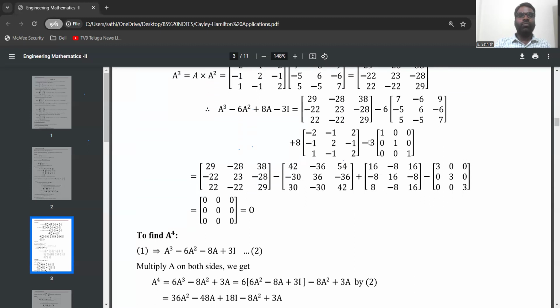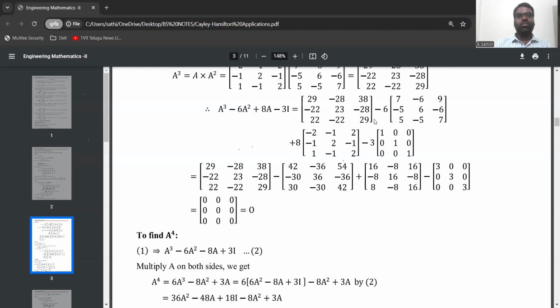So now we are verifying whether the LHS equals the RHS or not. In the above equation, we have A cubed minus 6A squared plus 8A minus 3I, where I is the identity matrix. Substituting all the values from the above, A cubed is what we just obtained: first row 29, minus 28, 38; second row minus 22, 23, minus 28; third row 22, minus 22, 29.